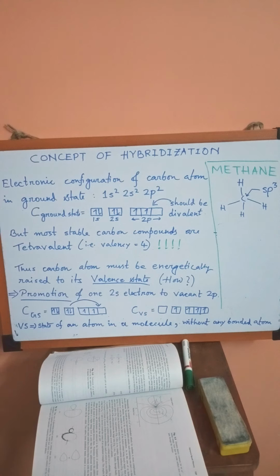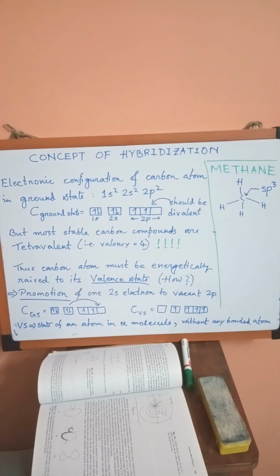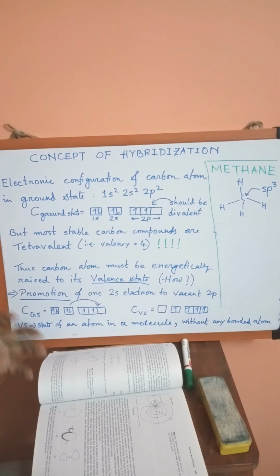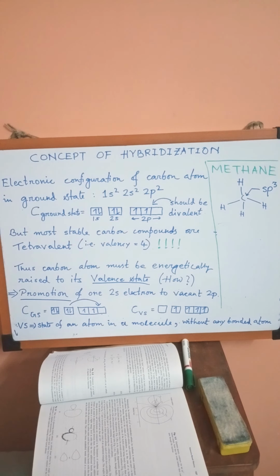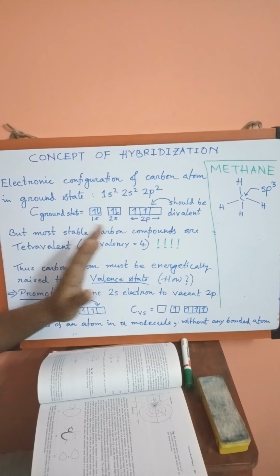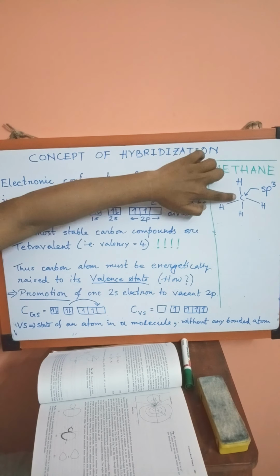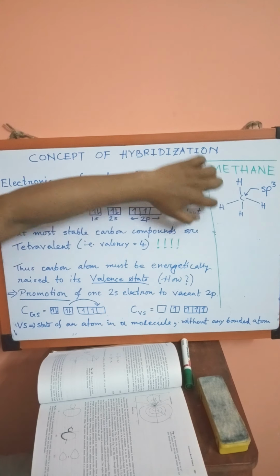So in this class, we will today talk about the concept of hybridization. So what do you mean by hybridization? The word hybrid means it is a mixing of pure substance. So in the case of forming molecular orbitals or for bonding, let us first discuss a very simple molecule, methane. Methane has CH4, so carbon has 4 hydrogens.